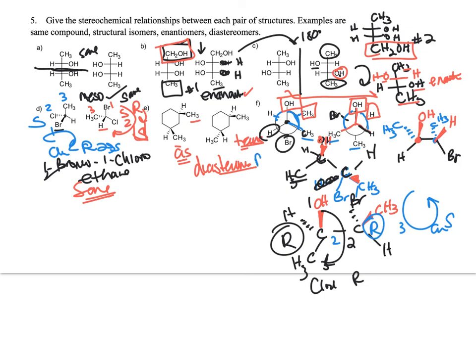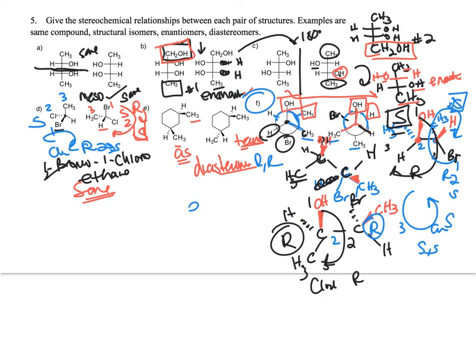So the first compound is an RR, and then this compound here, 1, 2, 3, that's clockwise, which is R, but your methyl is not going back, so this would be S. And then you do the same thing here, 1, 2, 3, that's clockwise, which is R, but once again your hydrogen is not going back, so this would be S. So this one's SS, and this one's RR. So this would mean that these are enantiomers.